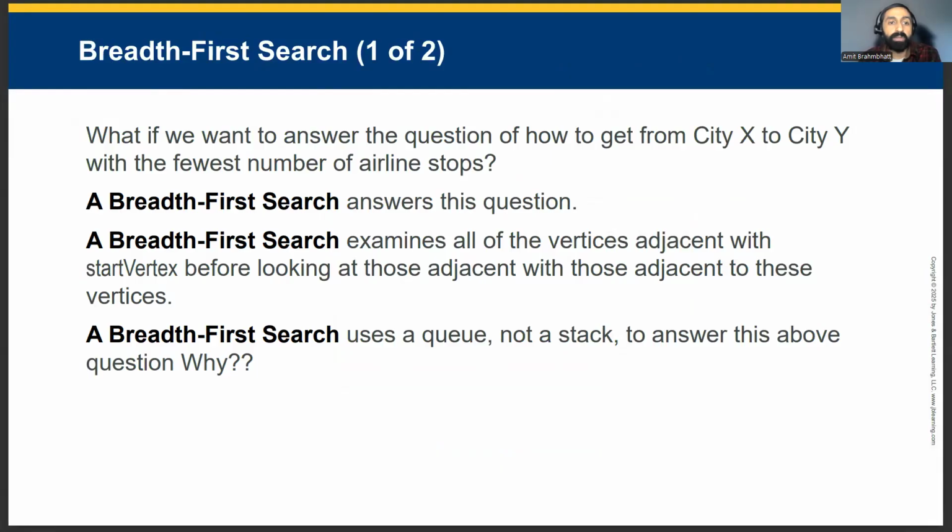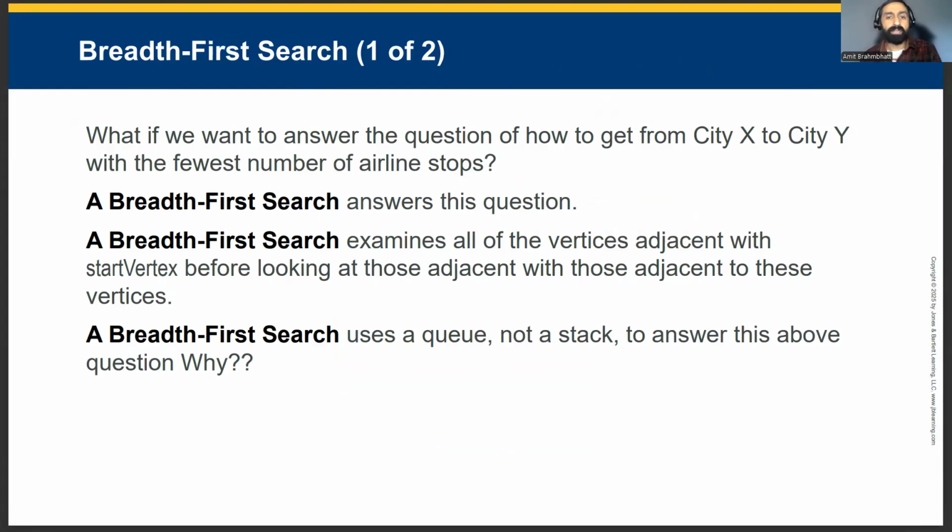Moving on to the next idea, which is breadth-first search, the fewest stops problem. After exploring DFS, we shift to a different question. What if we want to get from city X to Y using the fewest airline stops? This is where breadth-first search, or BFS, becomes the ideal solution.